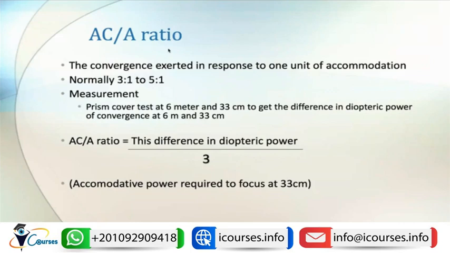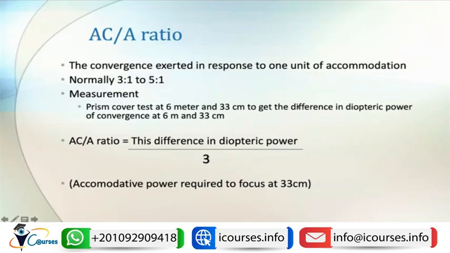So how can we measure the accommodative convergence over accommodation ratio, in order to know the relation of convergence to accommodation? First, we do a prism cover test at 6 meters and then at 33 centimeters, to know the total power of the eye at the near point of accommodation and at the far point of accommodation, so that the difference between them will be the amplitude of accommodation. To calculate the ACA ratio, this will be the difference in this dioptric power over 3.